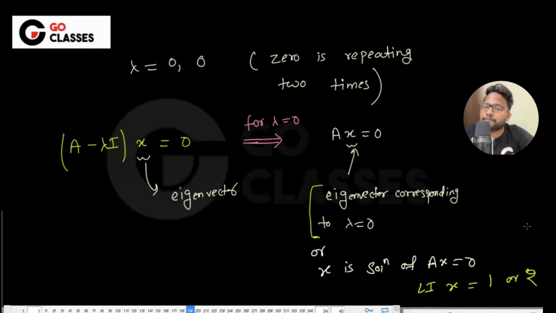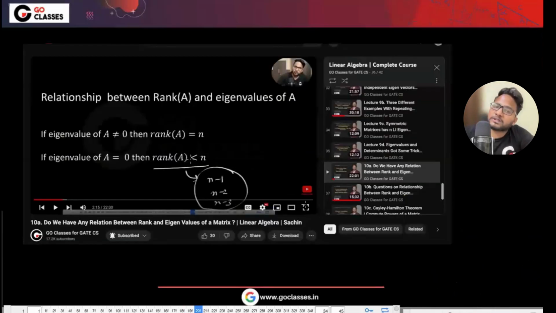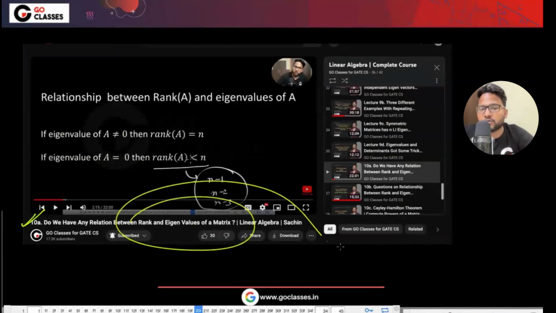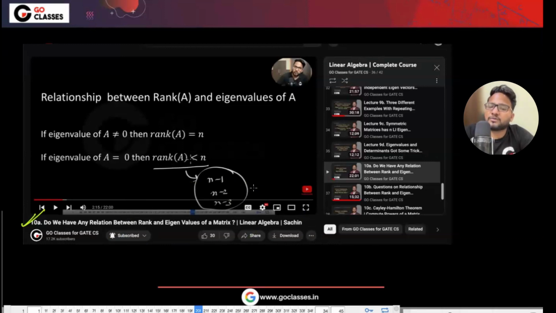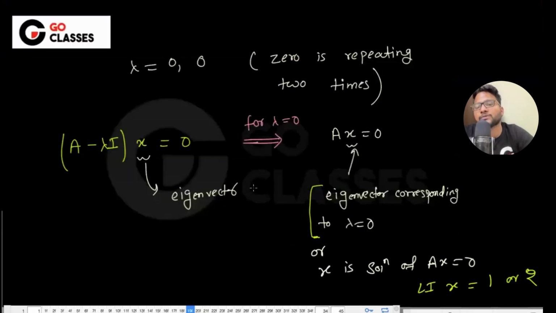Is this fine? We talked about this particular thing in one of the videos. If you are facing difficulty, then just watch that video. Do we have any relationship between rank and eigenvalues of the matrix? So just watch that video. If lambda is 0, then rank will be less than n. We can't say it is n minus 1, n minus 2, n minus 3. As long as we don't know nullity, we can't say anything. If lambda is repeating two times, then nullity could be 1, could be 2, right? I don't know whether nullity is 1 or 2.